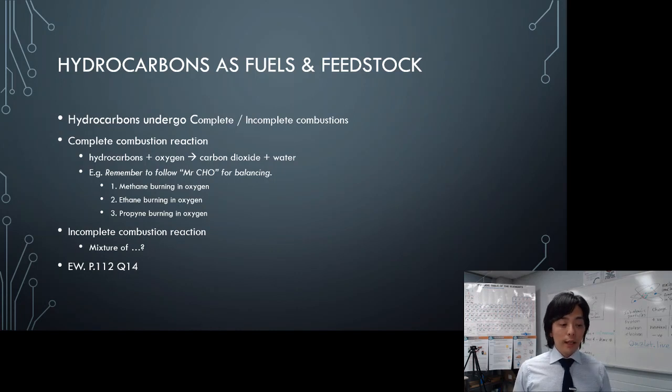We'll be looking at question 14. They're to do with how boiling point increases as the mass number increases, as well as you doing some balancing equations for complete combustions.